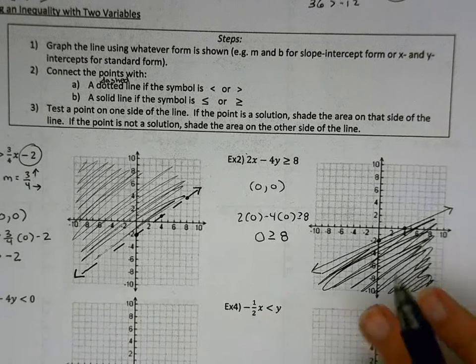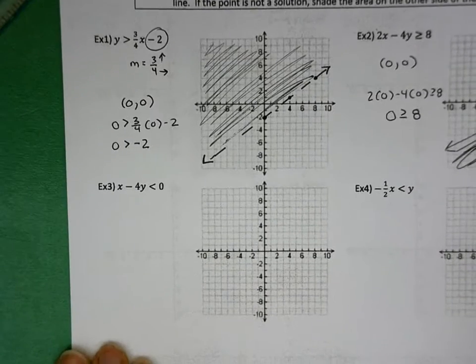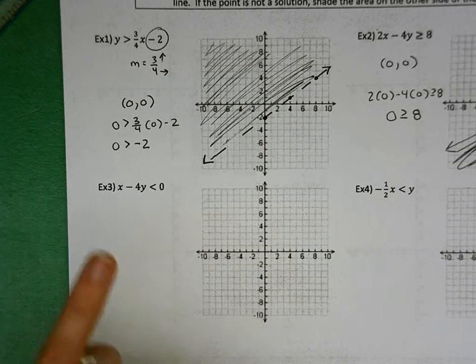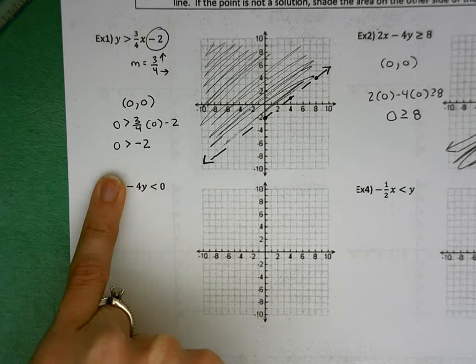Okay, so then we're on to example 3 here. Example 3, we have x minus 4y is less than or equal to 0. This one initially looks like it's a standard form one. It is, in fact, in standard form, but we can't graph it, unfortunately, with x and y intercepts. Because when I cover this up and I get my y-intercept, I get 0, which is the origin.